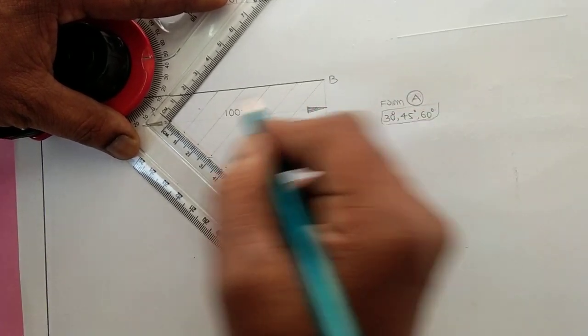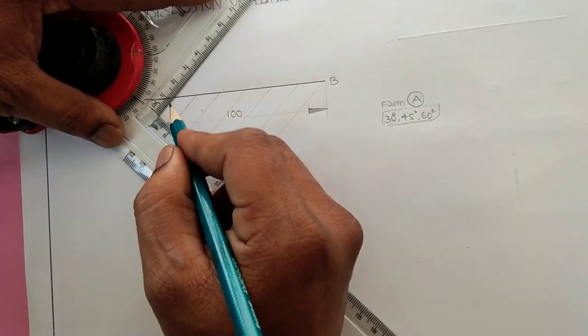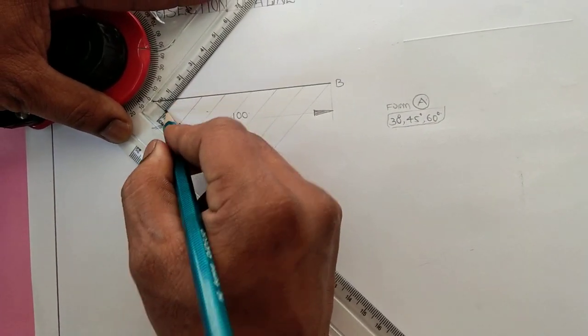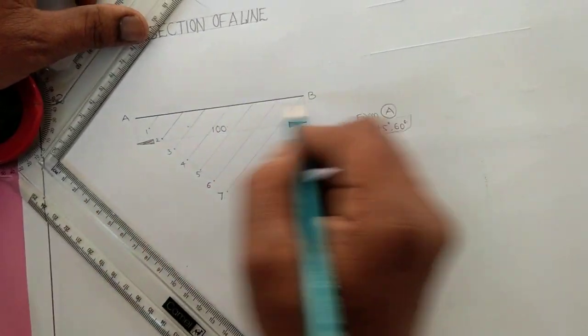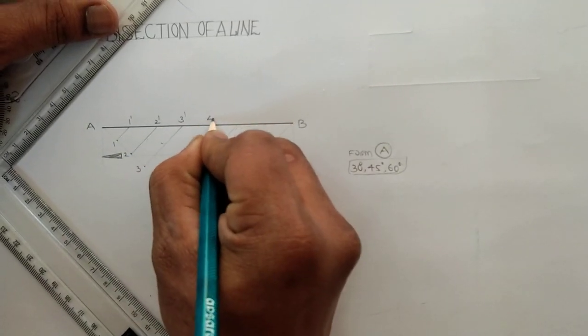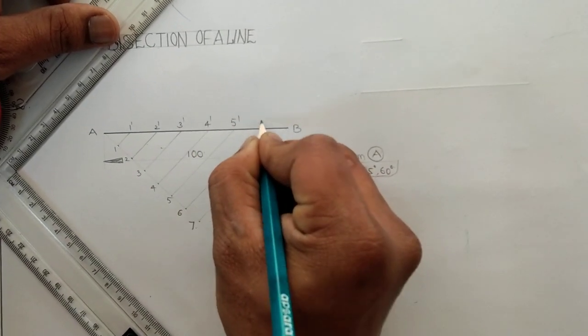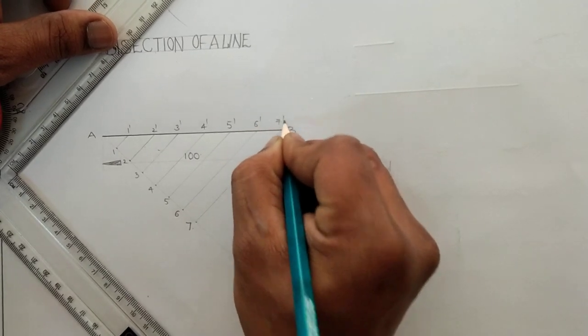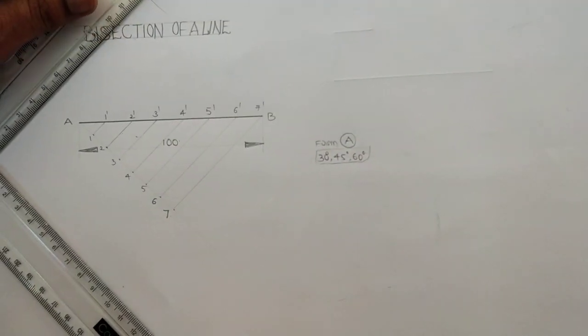parallel to the 7B because we have drawn that line initially. So automatically the main line AB will be divided into 7 equal parts. We can give the numbering also: 1 dash, 2 dash, 3 dash, 4 dash, 5 dash, 6 dash, and this is 7 dash. So automatically the line will be divided into 7 equal parts.